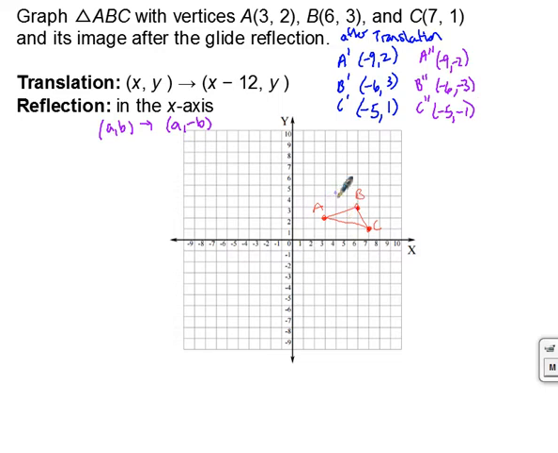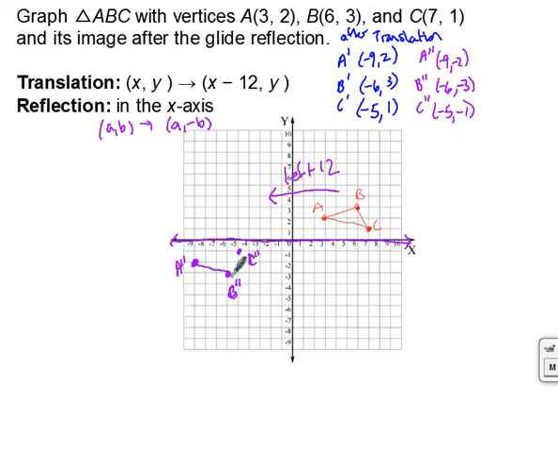So we are moving this left 12, and then we're reflecting over the x-axis, which is right here. And so we're going to have a point at negative 9 and then negative 2. So that's going to be A double prime. And we're going to have negative 6, negative 3. That's going to be right there, B double prime. And negative 5, negative 1, that one is C double prime.